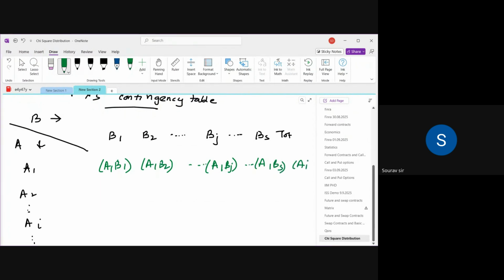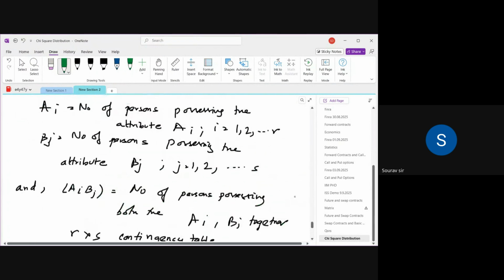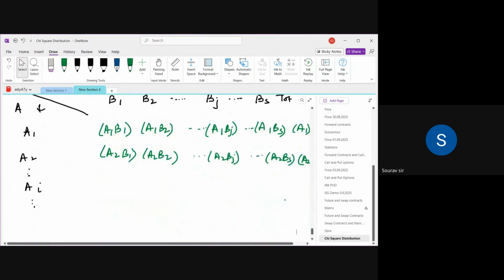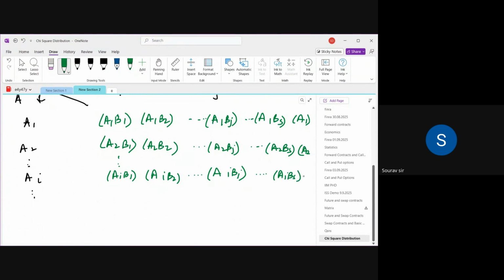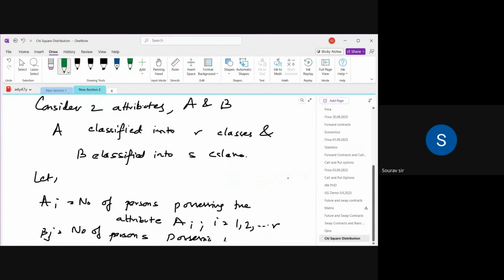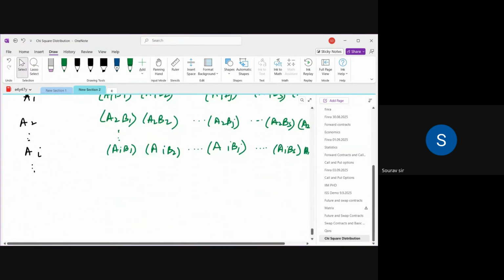So the total is A1. Similarly for this one, A2, you are putting down like the matrix we do, correct? A2B1, A2B2, A2Bj, dot, dot, dot, A2Bs. So that is A2. Next, we are again having Ai, so it is AiB1, AiB2, similarly AiBj, AiBs, and total is Ai. I hope you understand that part.